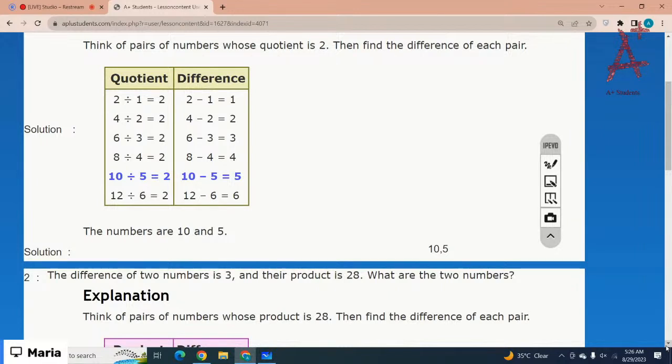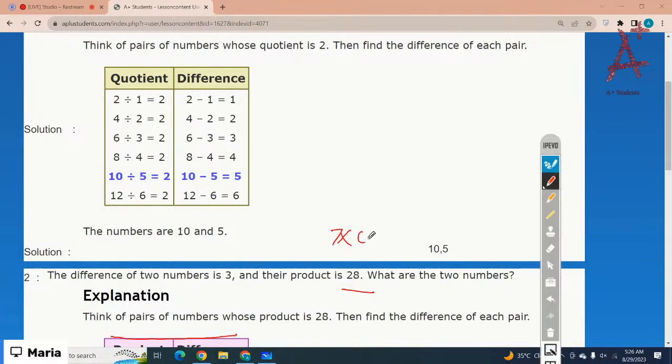They are 7 and 4. 7 times 4 is 28. And when you calculate their difference, 7 minus 4 is 3. So that means the correct option is 7 and 4, right?